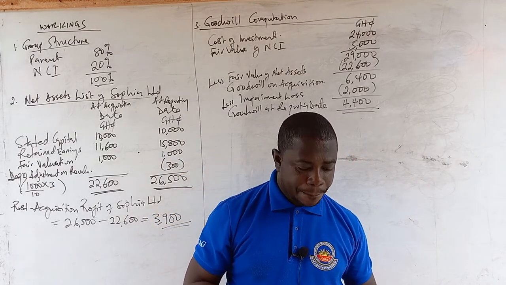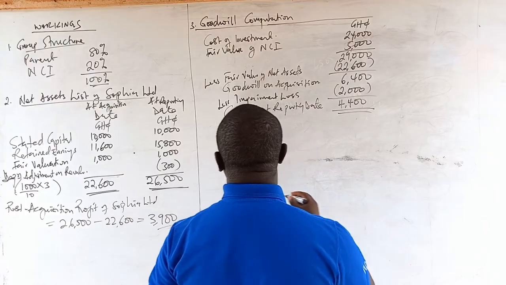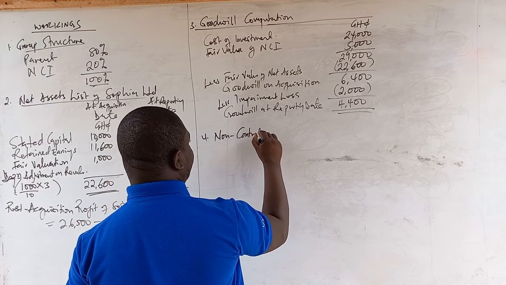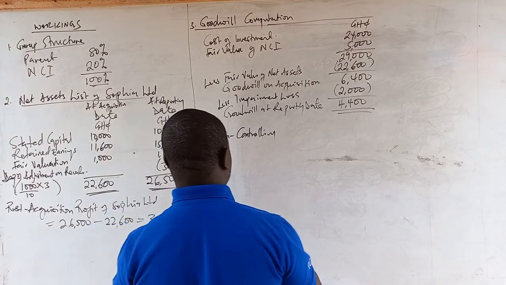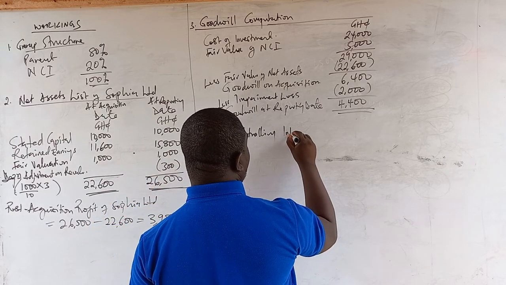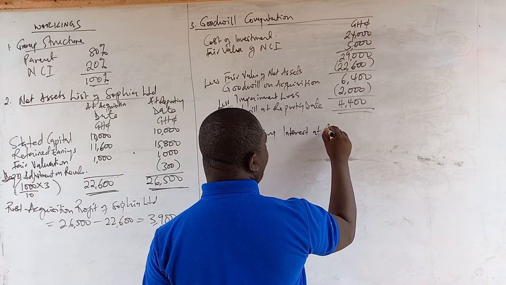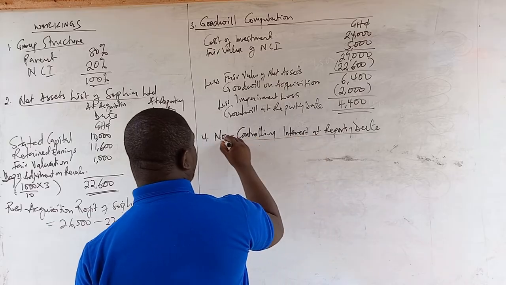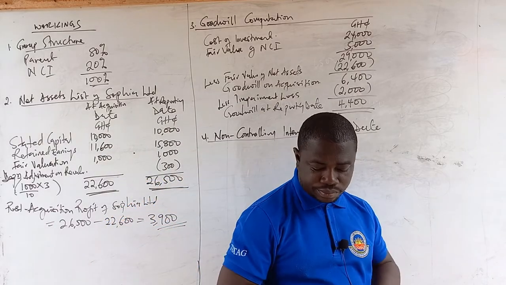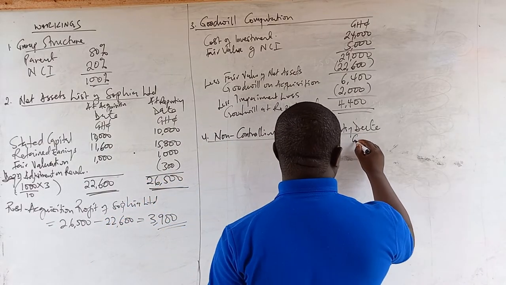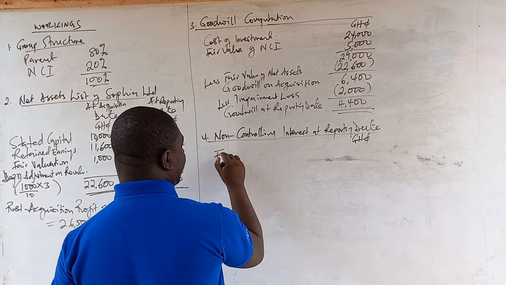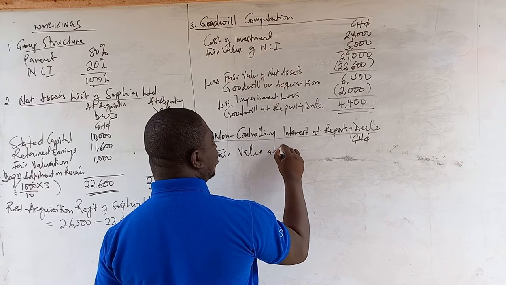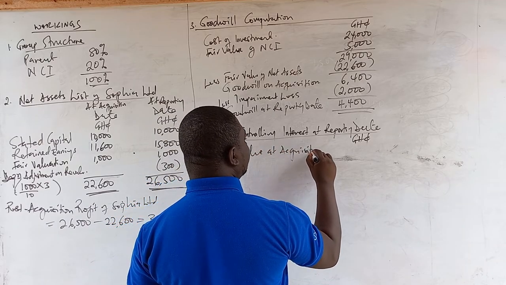All right. Okay, so the next working is to find the non-controlling interest. Anyway, you can do any of them first, either the group income surplus or this. So non-controlling interest at reporting date. We all know that we are going to start with the fair value of the non-controlling interest at acquisition. So fair value at acquisition. It was given to us as 5,000.